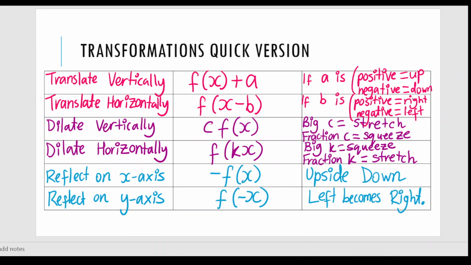If we're moving it to the right, that means that b is positive. So that means that we have f of x take 3 in this case. If b was negative and we're going to the left, that of course turns this into f of x plus whatever amount we're moving it to the left by.